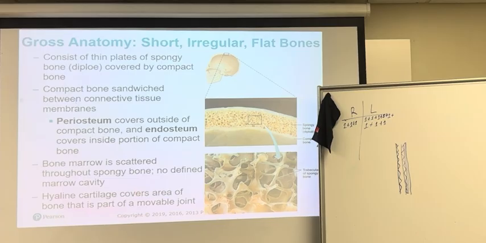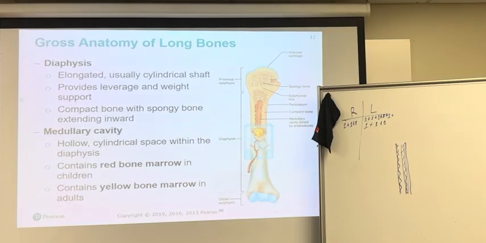Hyaline cartilage covers the area of the bone that is part of the movable joint. So a lot of the time, like all the movable joints, on top of the bone you have a what? You have hyaline cartilage, right? Like for example, this bone right here, on top of the bone you have the hyaline cartilage.